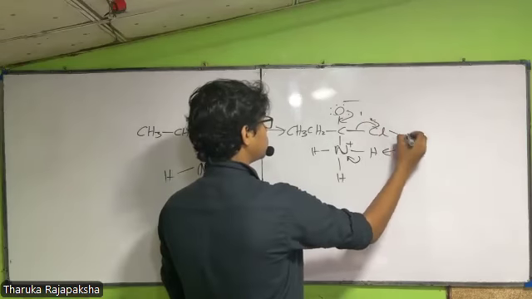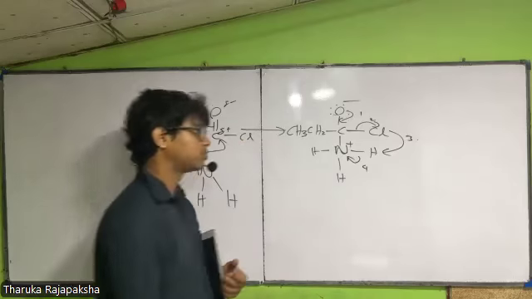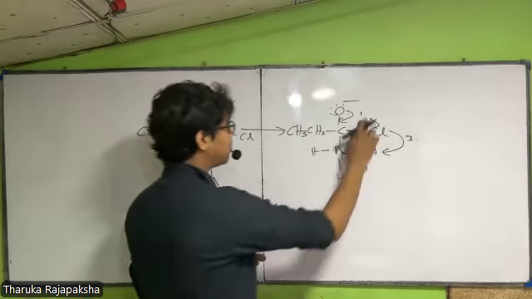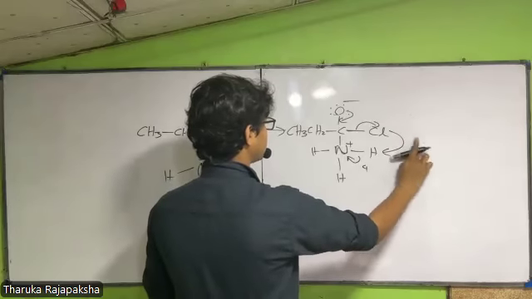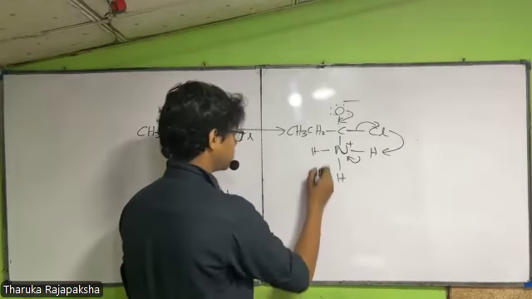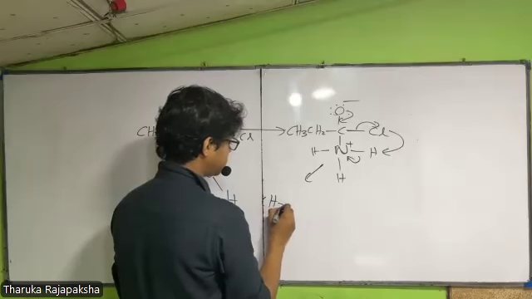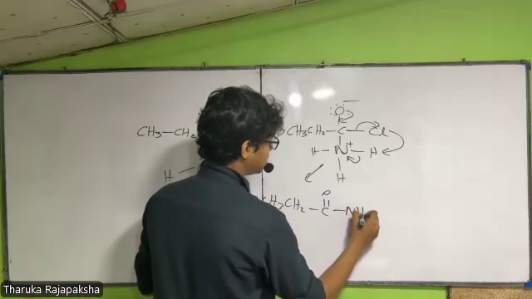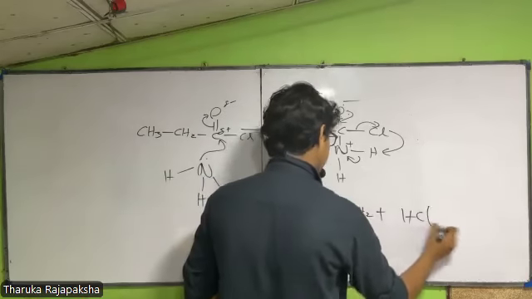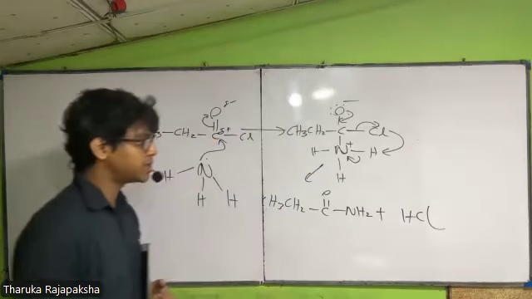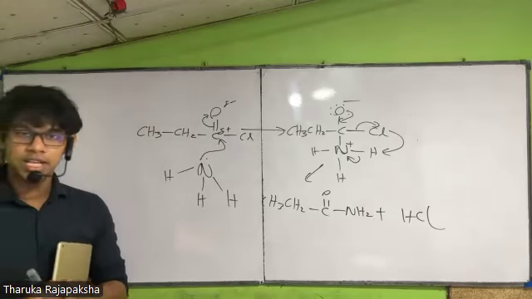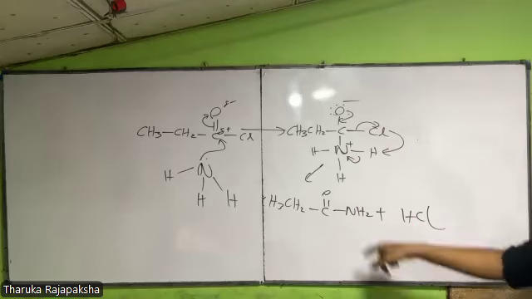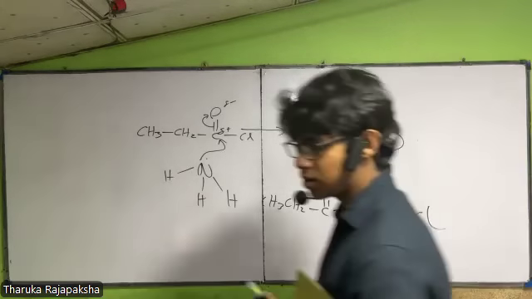1, 2, 3, 4. How many attacks are there? Don't number them. CH3, CH2, C double bond oxygen, NH2 plus HCl. This chlorine and hydrogen join to form HCl. This is the formation of amide from this one.